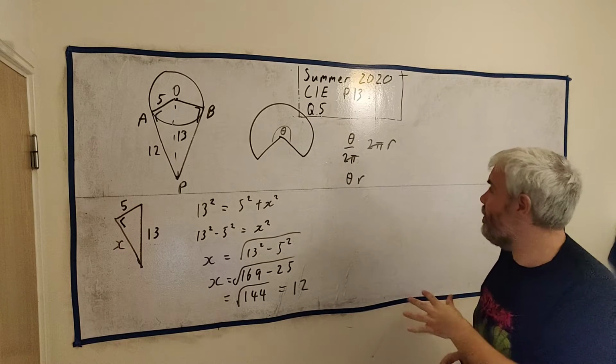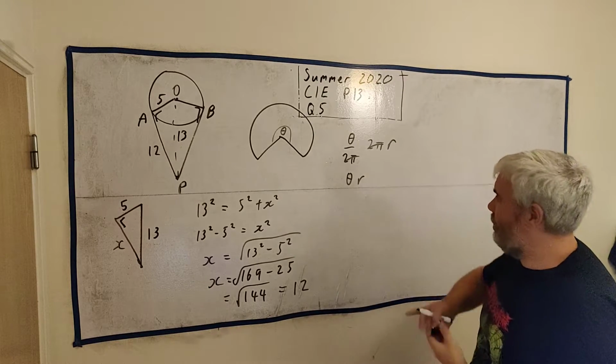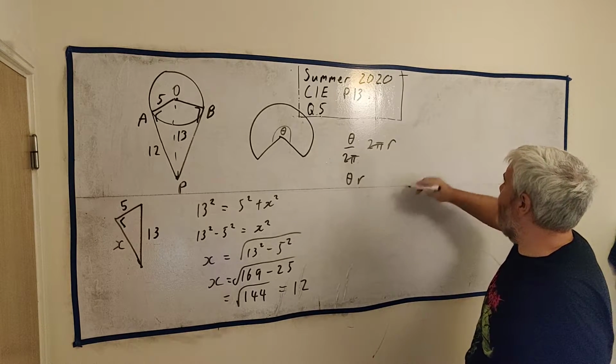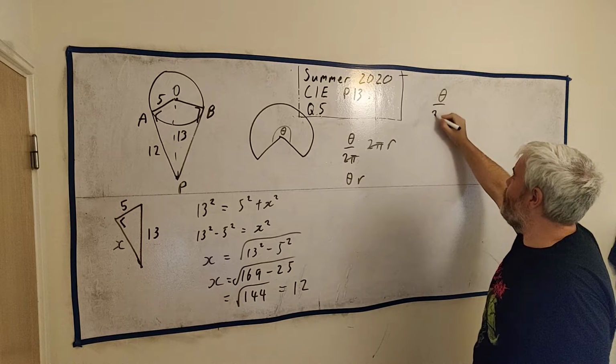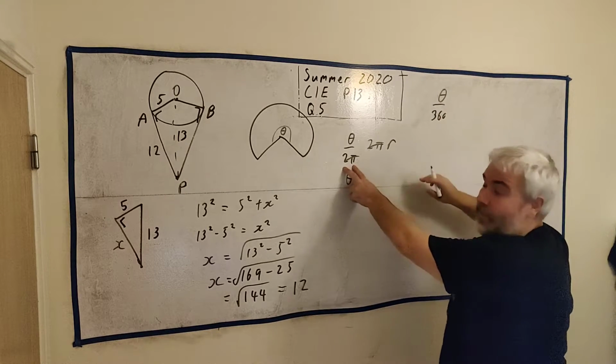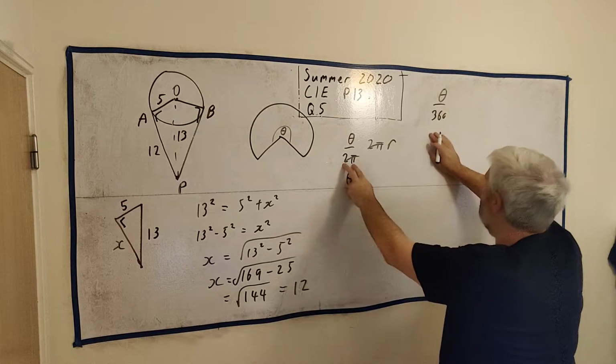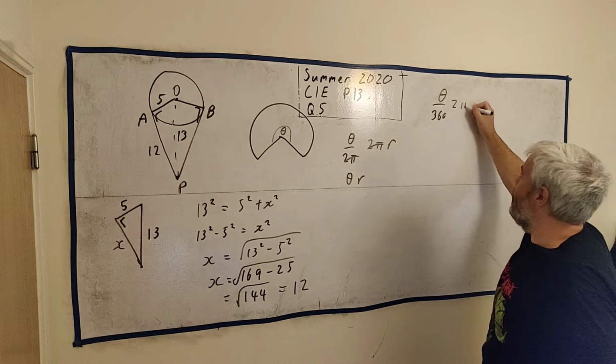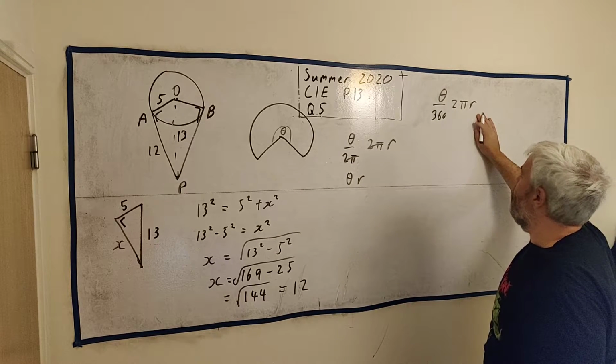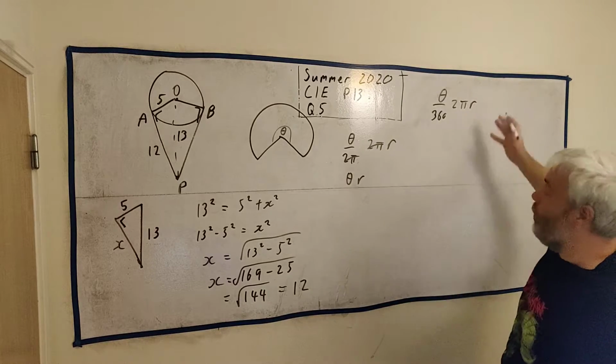If it's in degrees, we have another formula. It's very similar. I guess it's theta divided by 360. Because that's the only difference between radians and degrees. Theta divided by 360 times 2 pi r. So yeah, well, that's the formula there.